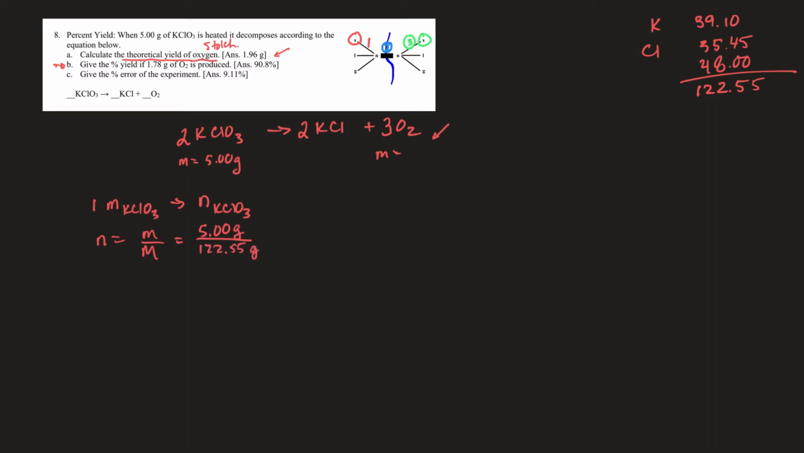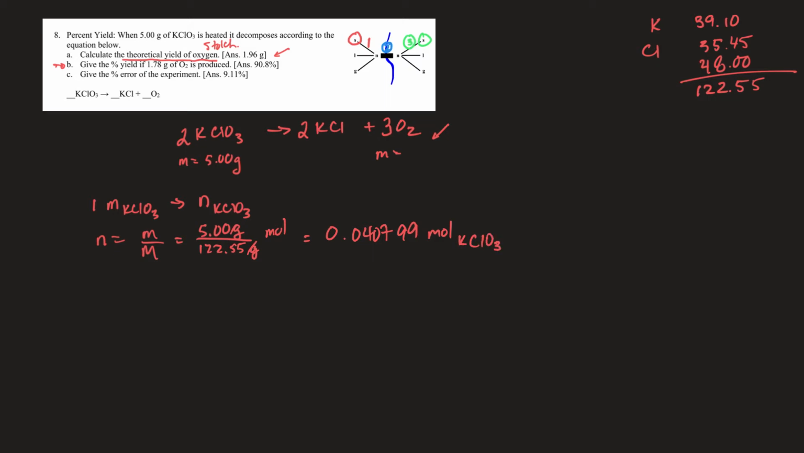So 122.55 grams per mole. Grams cancel. Let's do that on our calculator. 5 divided by 122.55. So the number of moles of KClO3 is 0.040799, etc. moles. Keep that number in your calculator. And that is of KClO3. So that's step 1 done.